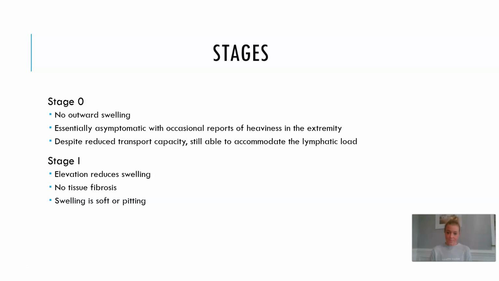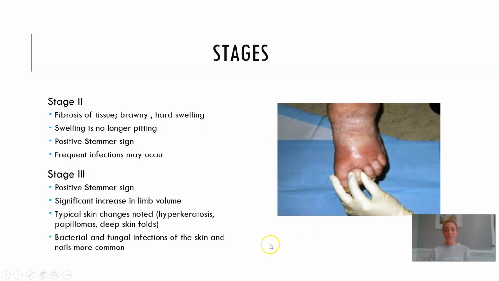So stage 1, this is the reversible stage. So elevation is going to reduce swelling. There's no tissue fibrosis yet. The swelling is still soft. It may progress to even some pitting edema. But at this stage, we can still get in there and do treatment, and we can get the swelling to go away, which is a good thing. So again, if we can get people in therapy at this point, that would be ideal. Unfortunately, because elevation takes it away, they can usually get it to go away on their own, and they don't always seek therapy or medical attention at this point yet.